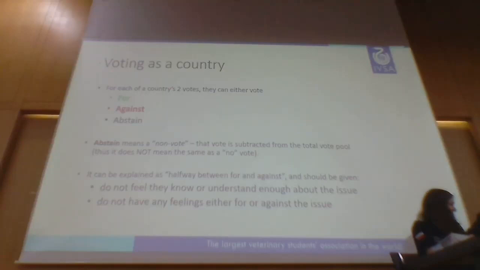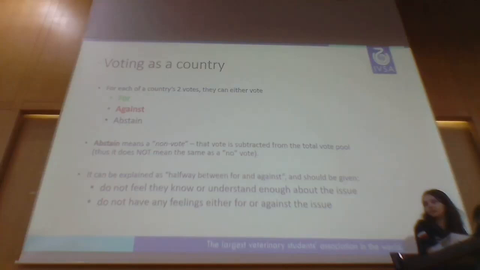For each country, it's two votes. It can either be for, against, or abstain. For "for", you're going to raise your green cards. For "against", you're going to raise your red cards, and if you abstain, you abstain. An abstain means a non-vote. So the vote is subtracted from the total vote pool, so it does not mean the same as a no vote. I hope everyone understands that, but you'll understand it a bit better later.